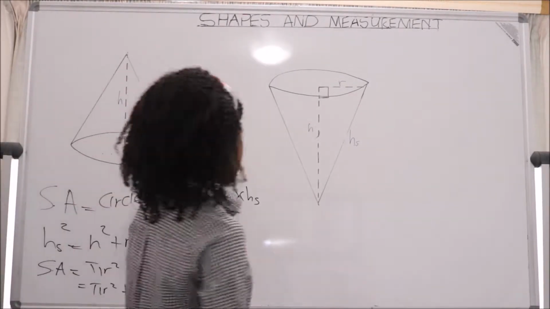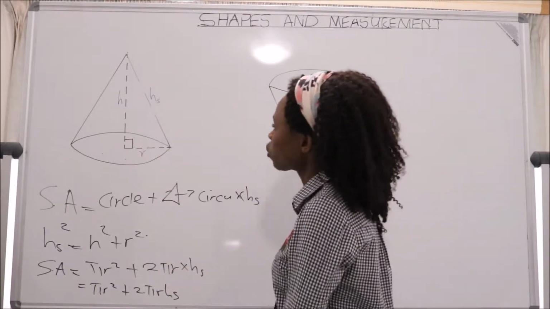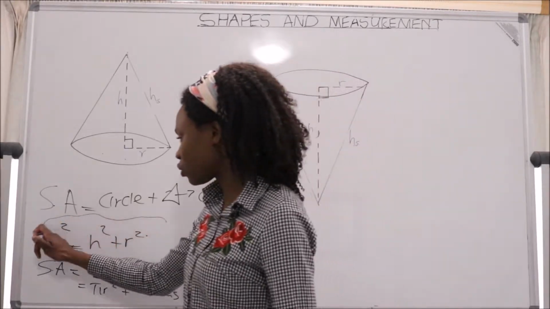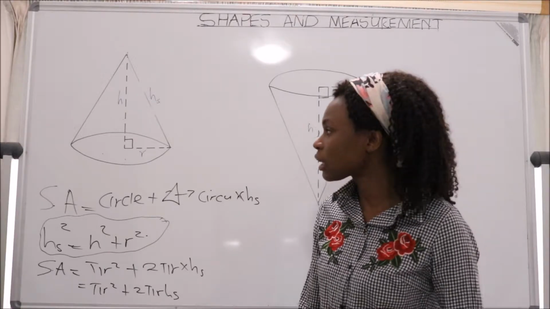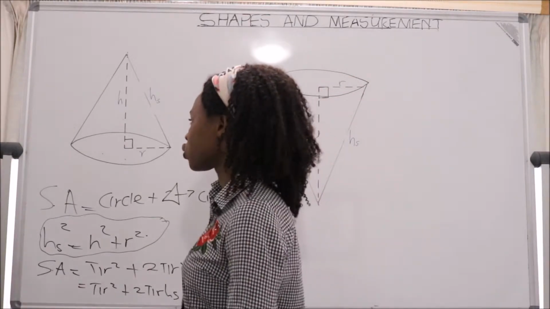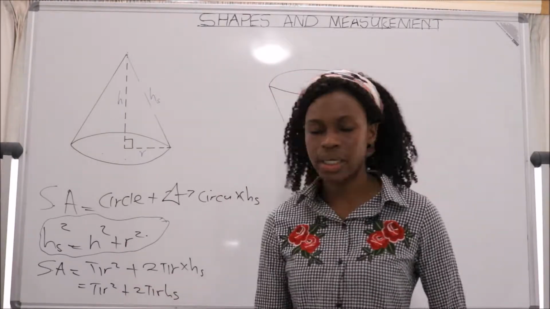Remember, in this case, we don't use the height, which is in the middle of a cone. We actually use the slant height, which is hs. And I've shown you here how to find the value of that hs. We have to use the theorem of Pythagoras, provided that we are given the height of the cone and also the radius of the cone. That will give us the value of the slant height.